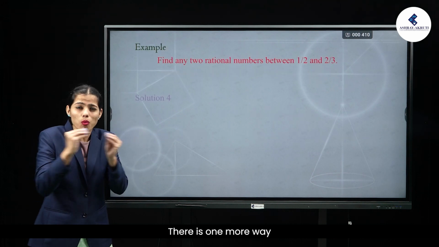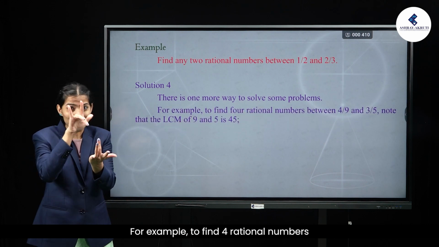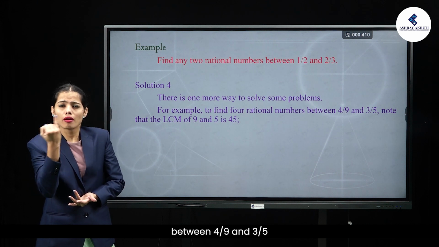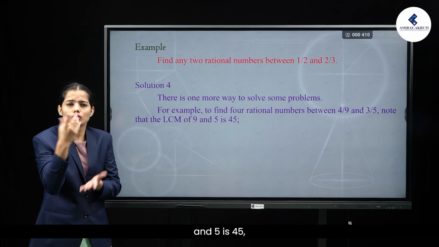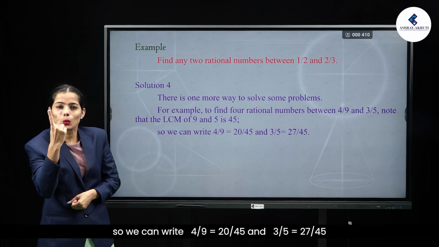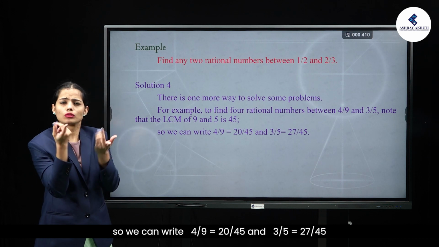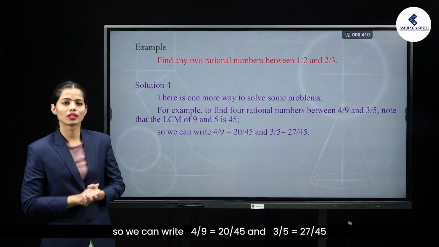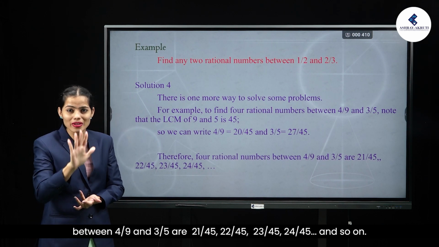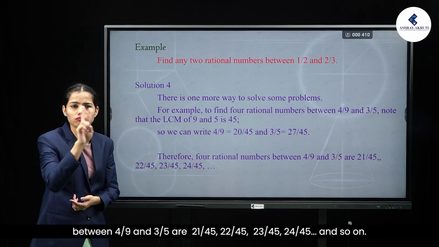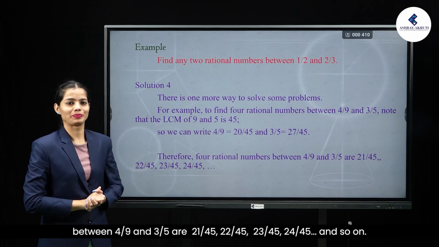Solution 4. There is one more way to solve some problems. For example, to find 4 rational numbers between 4/9 and 3/5, note that the LCM of 9 and 5 is 45. So, we can write 4/9 is equal to 20/45 and 3/5 is equal to 27/45. Therefore, 4 rational numbers between 4/9 and 3/5 are 21/45, 22/45, 23/45, 24/45 and so on.